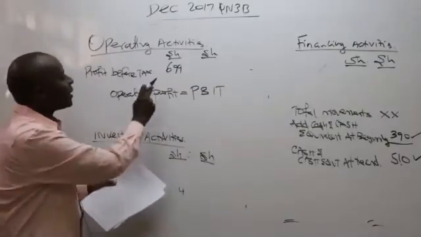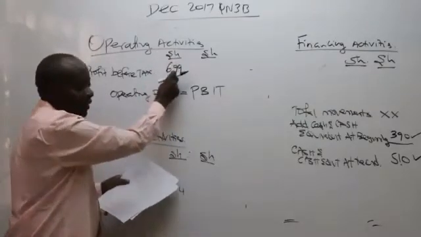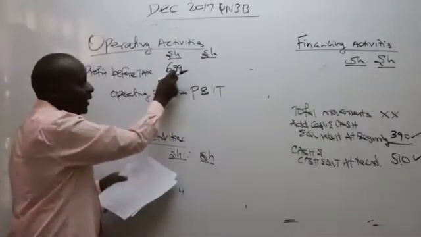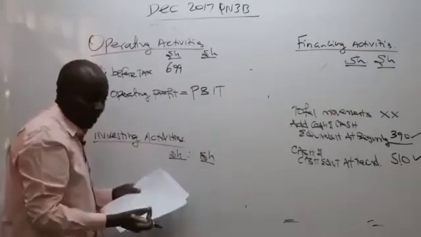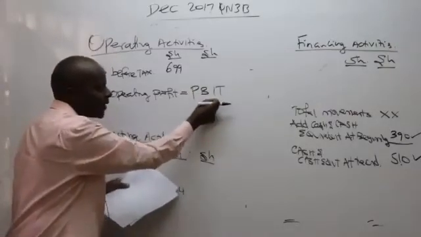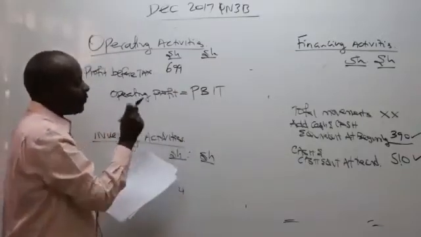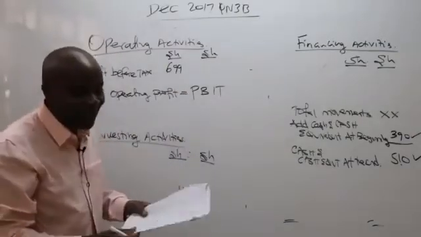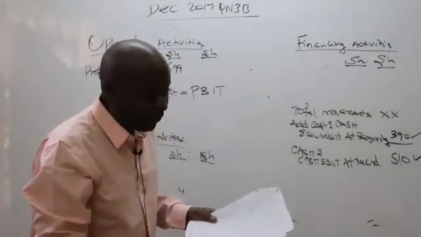So meaning that to get this figure, these guys, of course, must have subtracted the interest. So what we need to do very fast is to add back the interest. We must always begin from the profit before interest and tax. So are you able to see the interest charge for the year? Wanasema ni 450, isn't it?